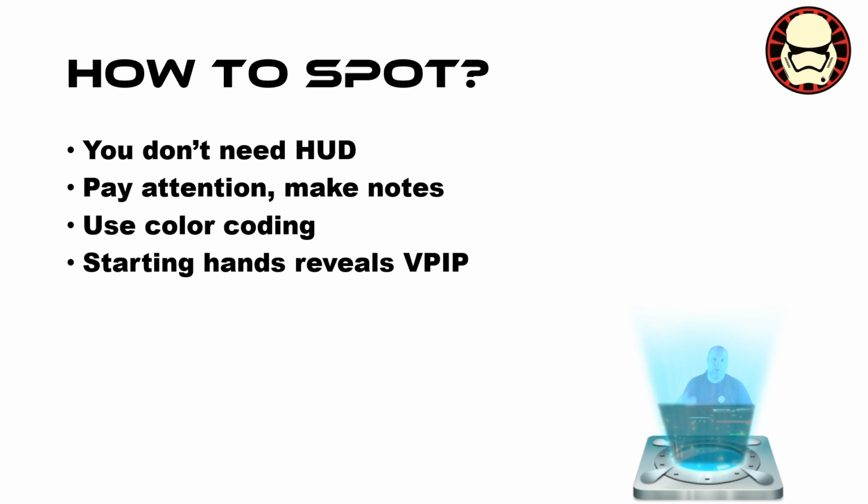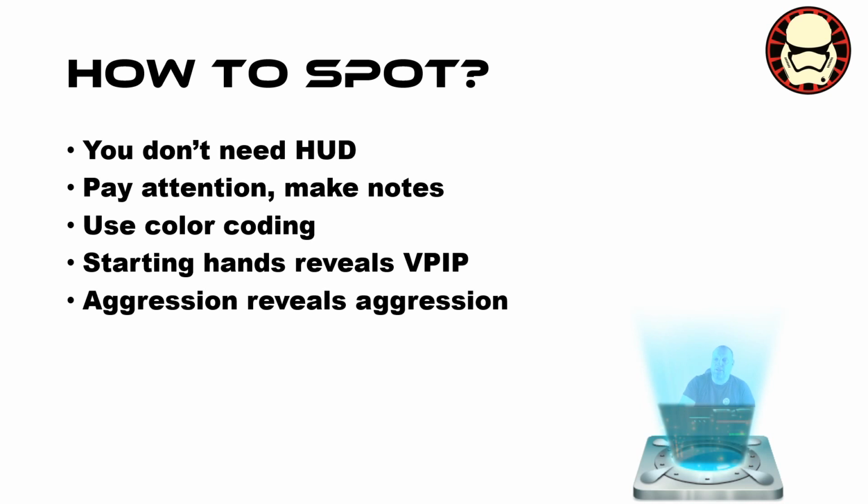Okay, one hand looks like calling station, I start to adjust. Then after 10 hands, it seems that, okay, he's more of a regular. Or he's more of an aggressive player who just decided to be passive on one hand for some reason. I change my coding, I change my adjustment. That's how it works. And starting hand reveals VPIP, then aggression reveals aggression. And that sounds pretty simple, but it is.